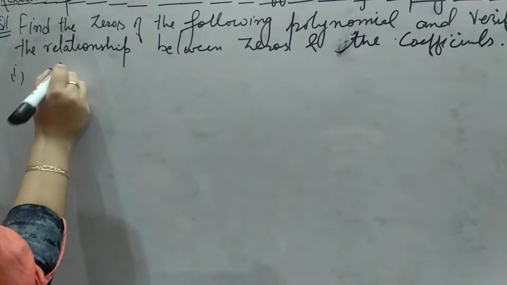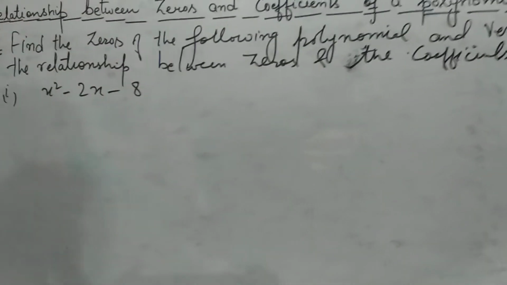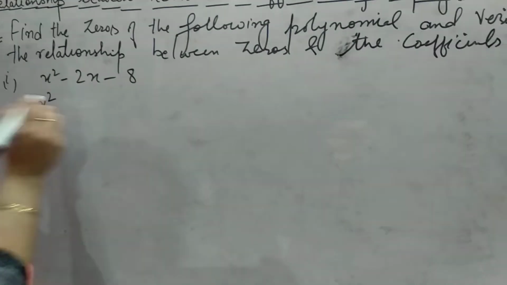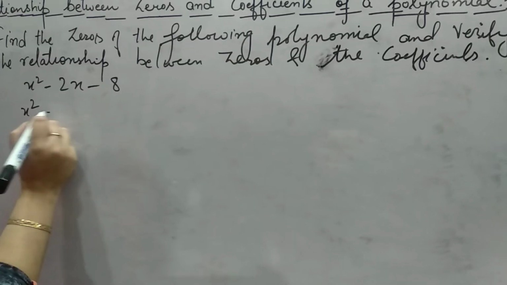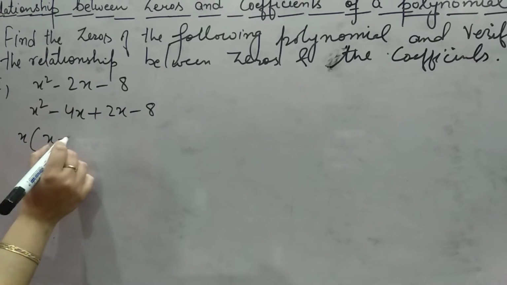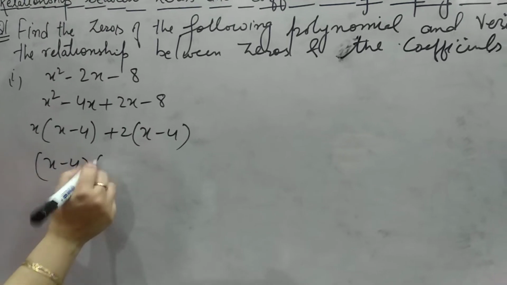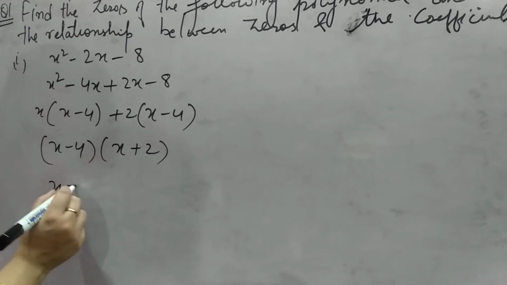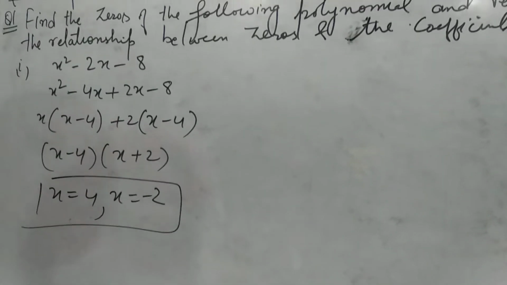Now I will take the first part here: x square minus 2x minus 8. This is a quadratic polynomial. We have to find the zeros and verify the relationship. So first of all, we have to find the zeros by splitting the middle term. Now 8 is there, so how can we do this? 4 twos are 8: x square minus 4x plus 2x minus 8. x(x minus 4) plus 2(x minus 4). So x minus 4 is equal to 0 and x plus 2 is equal to 0, so x is equal to 4 and x is equal to minus 2.